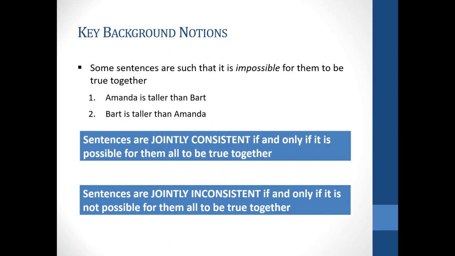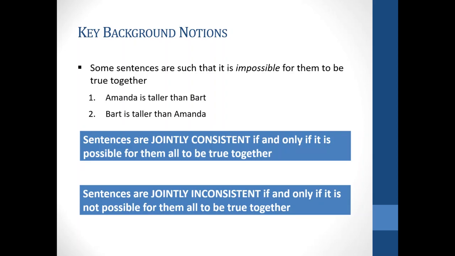Well, when we think about sentences as groups, it seems pretty plausible that some sentences are such that it's impossible for them to be all true together. Right? Amanda is taller than Bart, and if we're not changing who the names pick out, Bart is taller than Amanda. We can't have both of these true at the same time. Mars has exactly 2 moons. Mars has exactly 37 moons. We can't have those true at the same time.